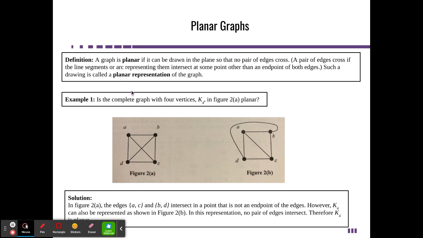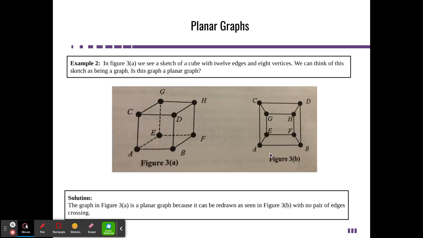So example one, we have a K4, so 4 vertices. And the question is, is figure 2a planar? And the answer is, the way that it's drawn, it is not planar because it has an intersection. However, that K4 can also be represented in figure 2b. And in this representation, no pairs of edges intersect, so therefore K4 is planar.